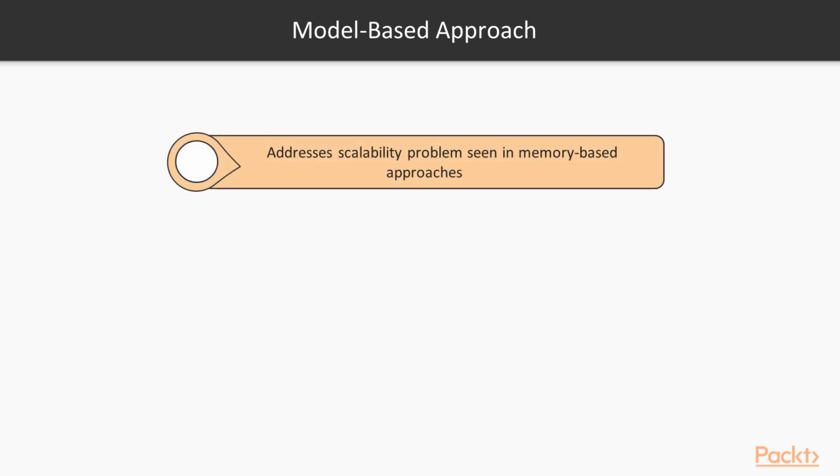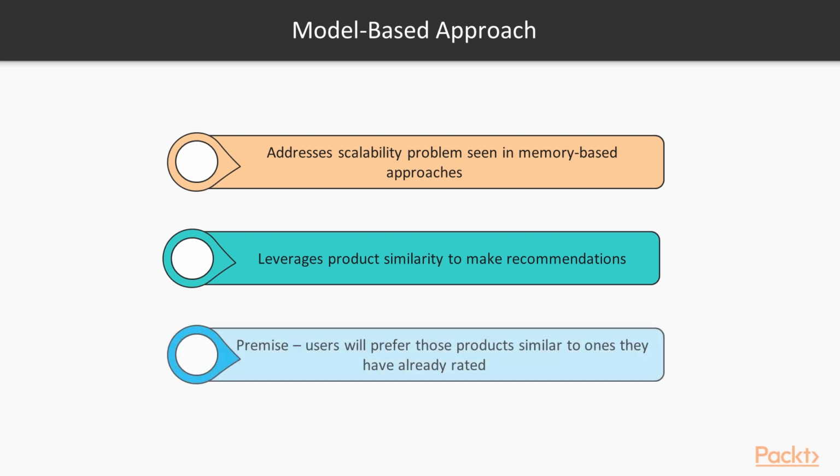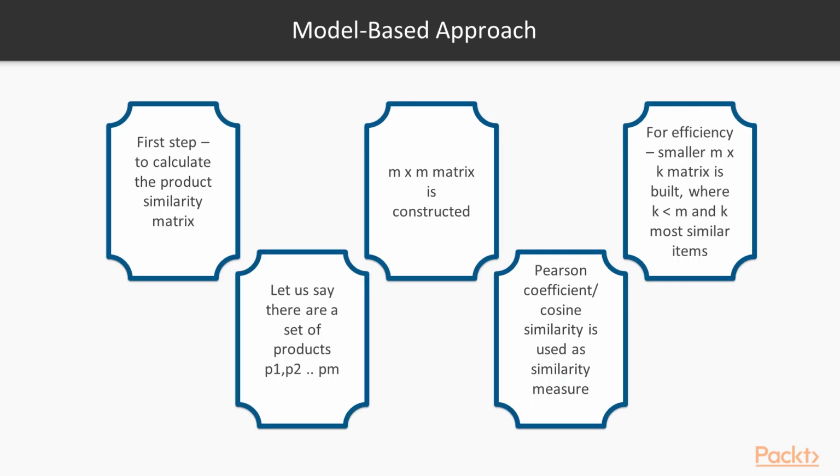Next, we will see the model-based approach. The model-based approach addresses the scalability problem seen in memory-based approaches. Compared to the user-based approach, where the recommendations came from leveraging a user's neighbor's preference, the model-based approach leverages product similarity to make recommendations. The premise is that users will prefer those products similar to the ones they have already rated. The first step in this approach is to calculate the product similarity matrix. Let us say there are a set of products P1, P2 till Pm. An M into M matrix is constructed to begin with.